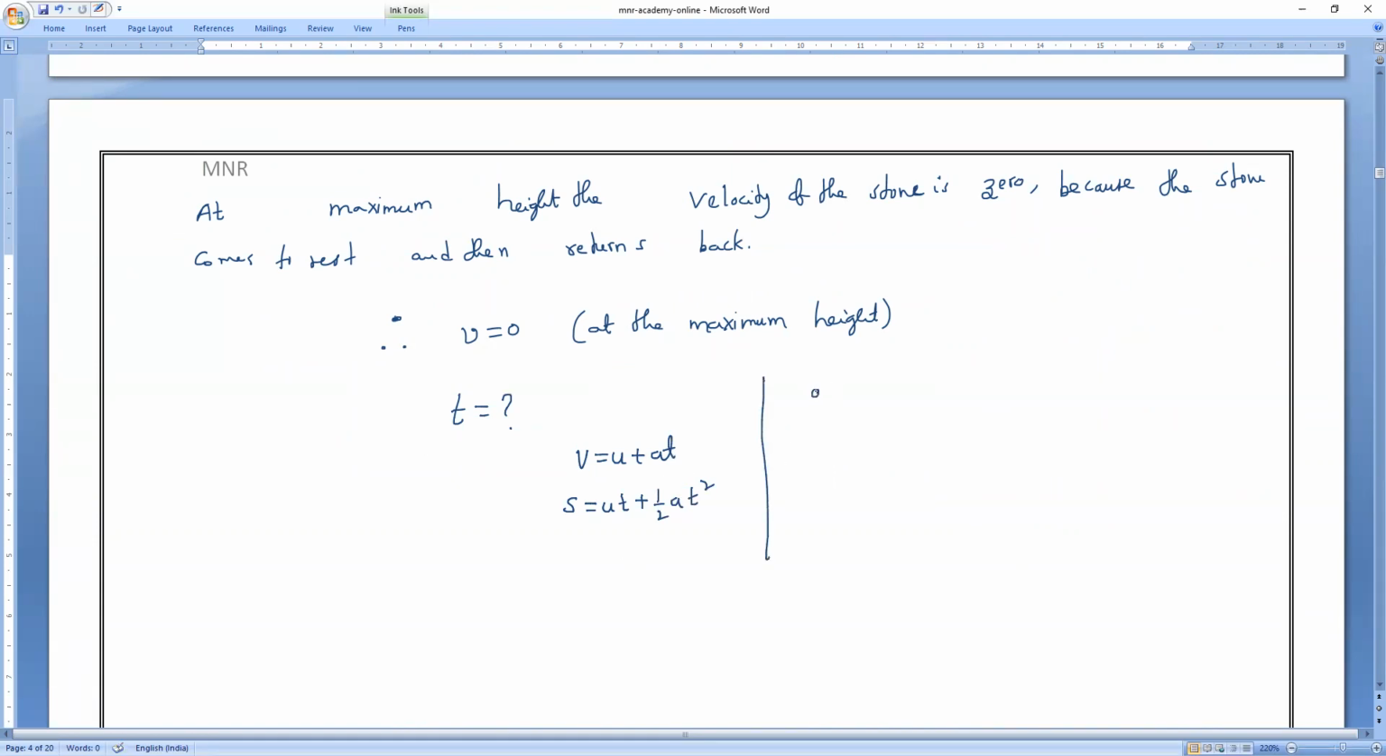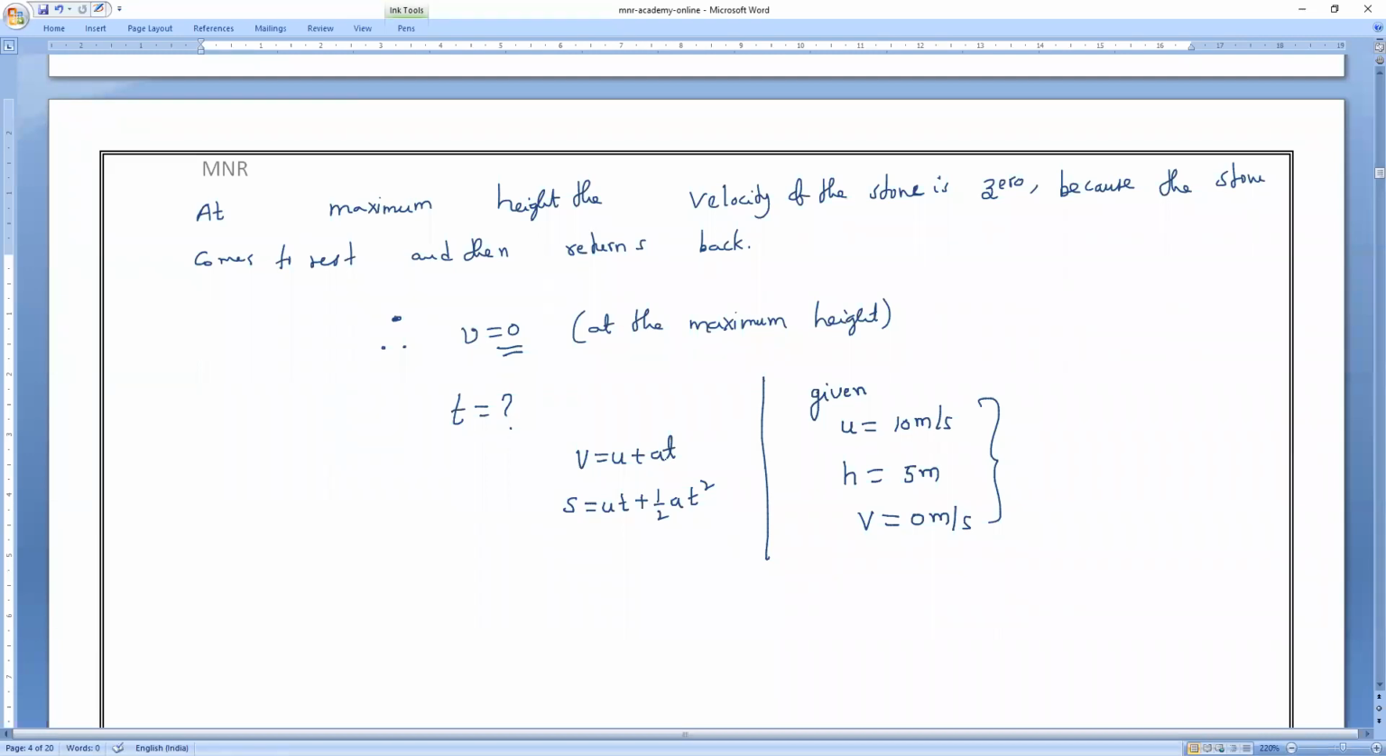Tell me, what is the given data? All of you tell me. Given data: initial velocity of the body is 10 meter per second, and height is 5 meters. And we come to know the final velocity is 0 meter per second.